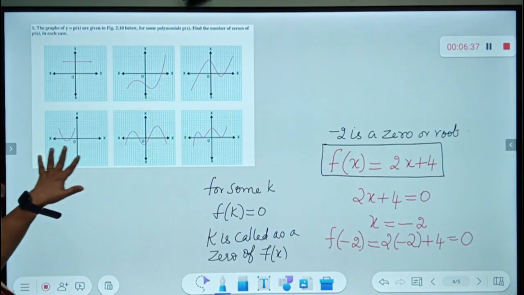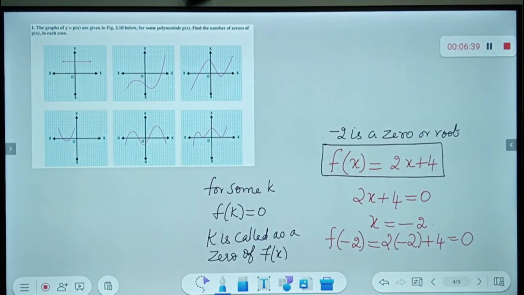Now look at this picture. From this picture, we are going to determine the number of zeros of p of x in each case. So when I say 0, what do we mean graphically?